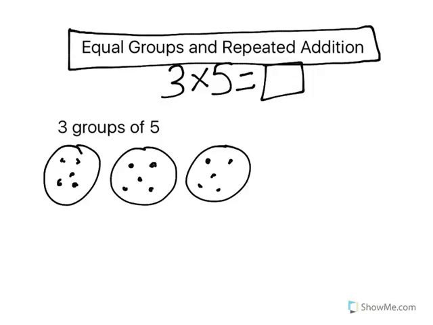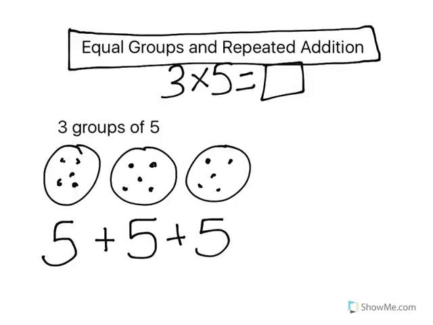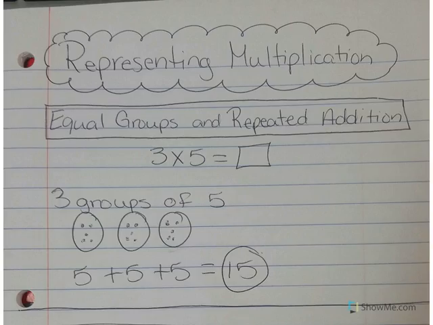5, 5, and 5. Now here if I want to find my product, my total of 3 times 5, I can use repeated addition. In the first group I have 5, plus in the second group I have another 5, plus in the third group I have another 5. So 5 plus 5 plus 5 equals 15. That tells me that 3 groups of 5 equals 15. 3 times 5 equals 15. So your notes should look something like this to show that multiplication is equal groups and that you can also use repeated addition to find your product.